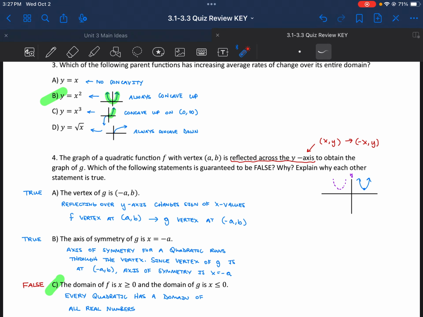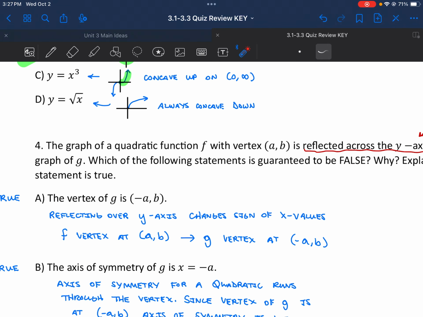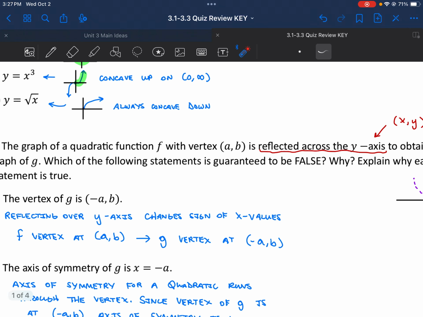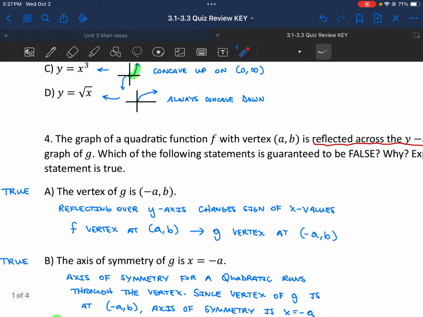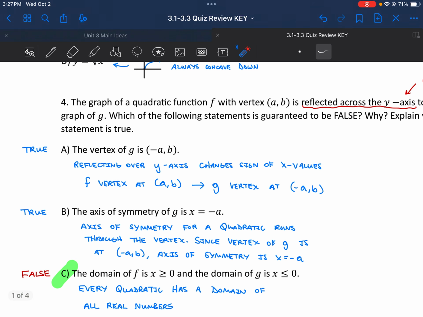Okay? So let's look at these statements. The new vertex of G is negative a comma b. This is going to be true. If f's vertex was a comma b, and reflecting across the y-axis only changes the sign of the x value, then if we change the sign of the x value a to negative a, the new vertex will be negative a comma b. So that's true.